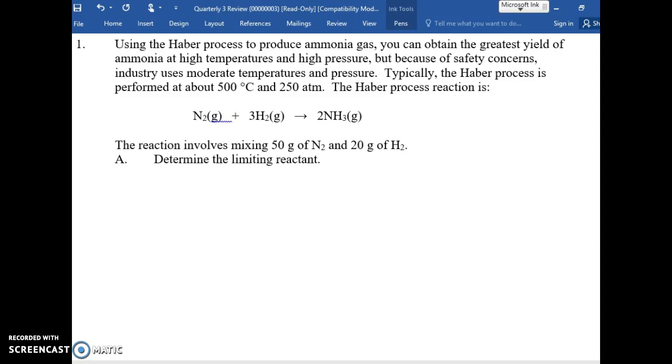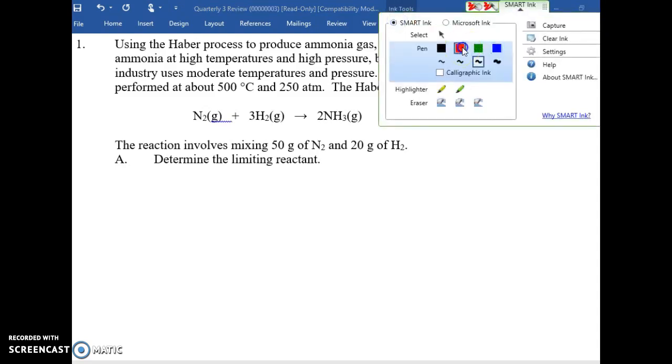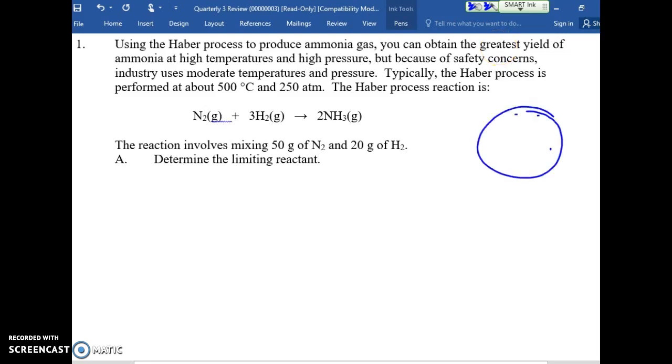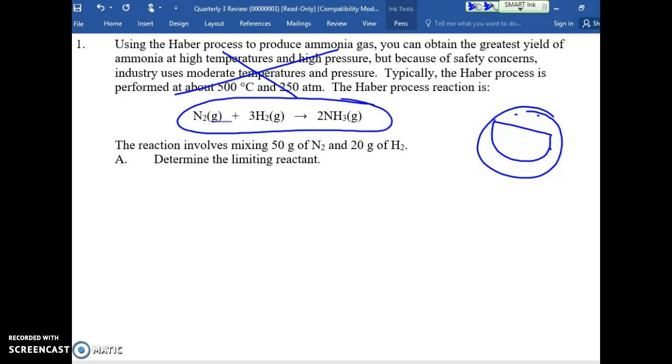Question number one is one of the limiting reactant. There are two questions involving limiting reactant. Make sure this works. Always keep looking up. Now this is blah, blah, blah. You don't have to worry about that. It doesn't affect your question. Notice you're given a balanced equation, which you're going to need.